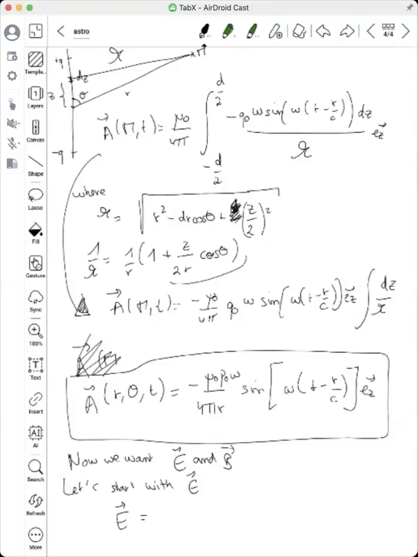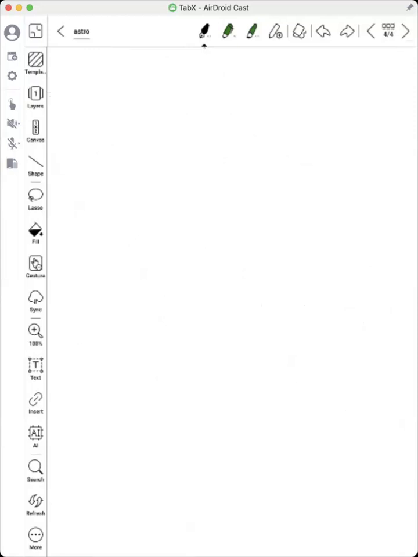I hear silence. So I hope you know it. So this is minus grad V minus dA over dt, okay? So I can simply do this. Now that I have an expression for V and A, I can simply develop this. Okay, so let's start. We'll start by calculating this and then this.